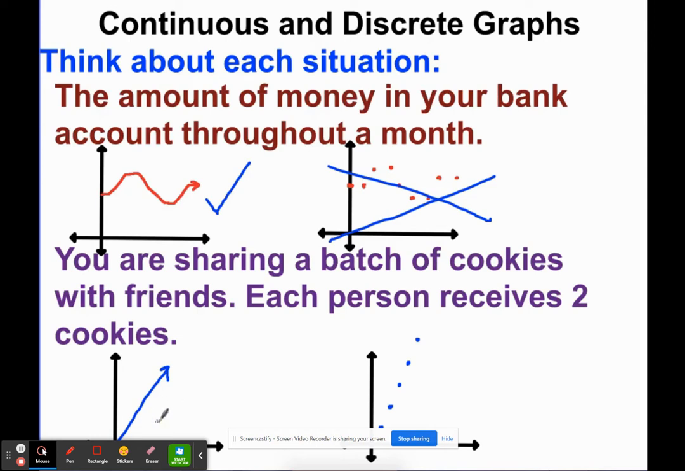We don't include like 2.5 when we think of people. We don't include other fractions. We don't include decimals when we think of there being a number of people. So this one is going to be discrete. You're only going to have those certain values there. You're not going to have every value in between in the data for that one. So when we look at continuous and discrete graphs, we have to think about the situation, really think about how those variables change throughout. Sometimes it can be kind of tricky, but we need to think realistically about these things.